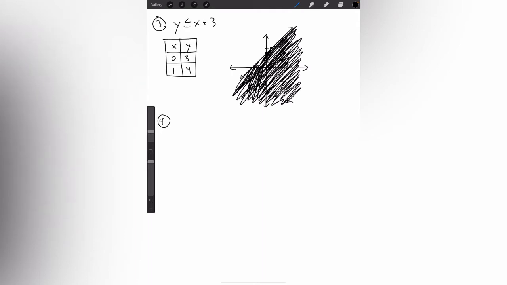Now we're getting the hang of this. Number 4, and we have y is greater than or equal to 2x minus 2. All right, so step 1, create my table of values. I'm getting used to this by now. I say 0, and I'll say 1. Okay, 0 times 2 is 0, minus 2 is negative 2. 2 times 1 is 2, minus 2 is 0. Okay, so I've got my 2 points. I'm going to go ahead and graph them.